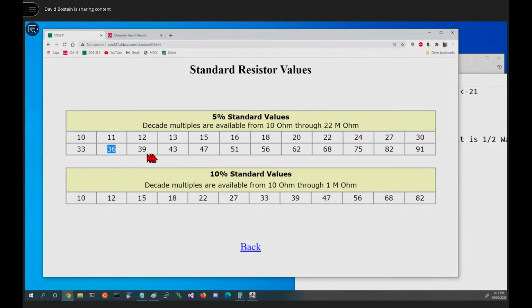So 36 might be one of those numbers that are a little harder to get. Where more of an issue will come in is when you're halfway between. Let's say I got 41. 41 falls halfway between the 39 and the 43. So either one would work. But down here, you'll see the 43 doesn't exist. So the 39 would be a better choice.